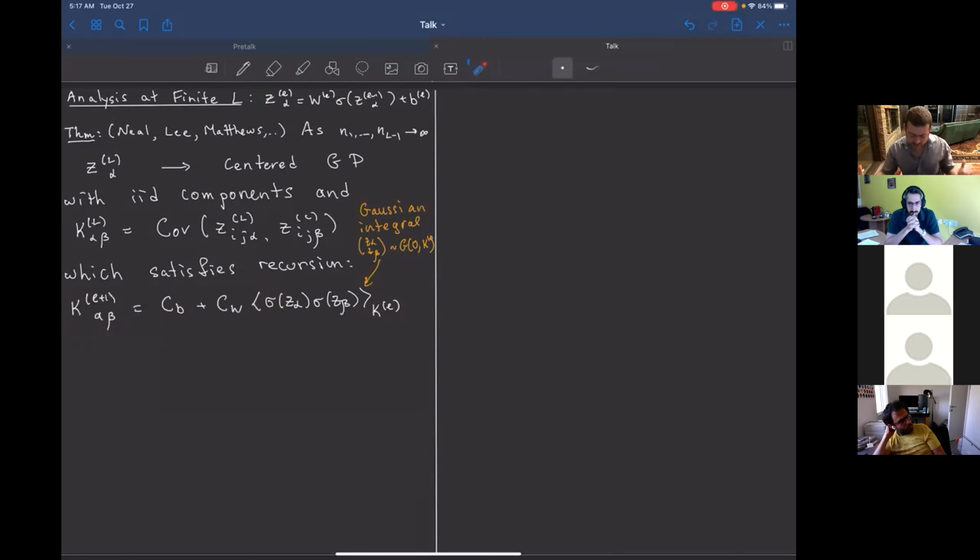So this is a classical thing, and this is really not very surprising. Here, each component of Z^L_α is just some large linear combination of things from the previous time. This W matrix is getting bigger and bigger and bigger. That's the fact that the n's are going to infinity. And so it's not too surprising that some large linear combination of weakly correlated things will give you a central limit theorem and you'll get some kind of Gaussian process. This is not that surprising.